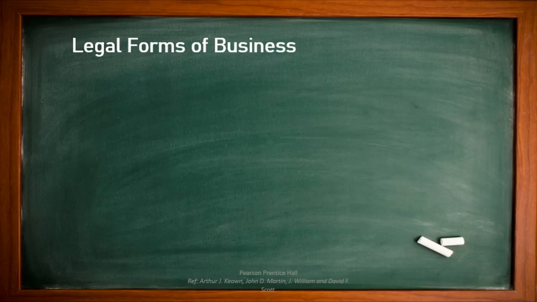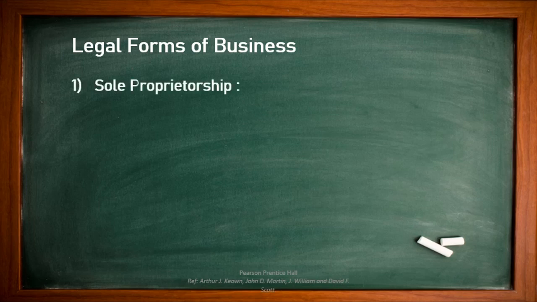Now, after discussing profit maximization and wealth maximization, we will have a small discussion on what types of business organizations, or legal forms of business organizations, are available. So we'll go one by one. Legal forms of business organization. Number one, sole proprietorship. It is also known as individual business.